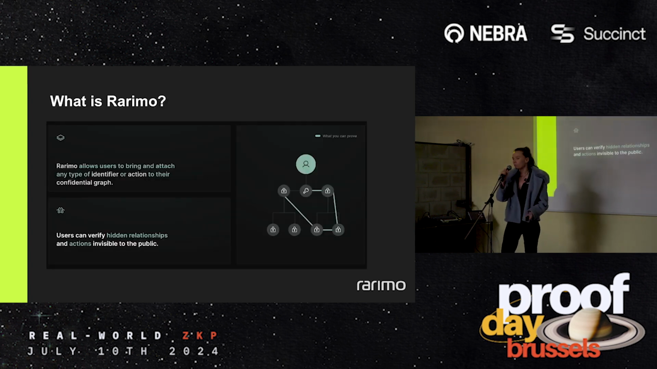So what is Rarimo? Rarimo is a ZK social graph. So we not only allow users to privately store and then verify identities and characteristics and all of that, but also the entire history of their social interactions, their reputations, and their networks.